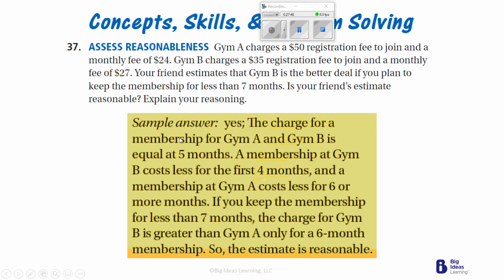Yes, the charge for the membership for Gym A and Gym B is equal at 5 months. The membership at Gym B costs less for the first 4 months, and membership at Gym A costs less for 6 or more months. If you keep the membership for less than 7 months, the charge for Gym B is greater than Gym A only for a 6-month membership. So the estimate is reasonable.